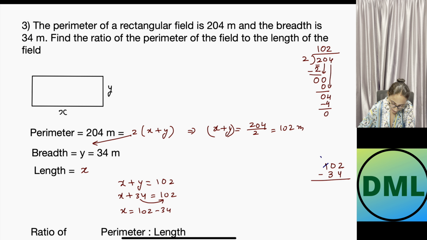This will be cancelled out and it will be 0 here. Then this will be 10. Then you cancel this. This will be 9 and this will be 12 here. 12 minus 4 is 8. 9 minus 3 is 6. 68. X is equal to 68 meters.